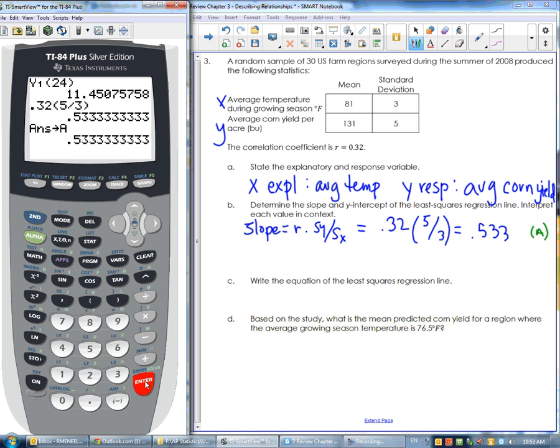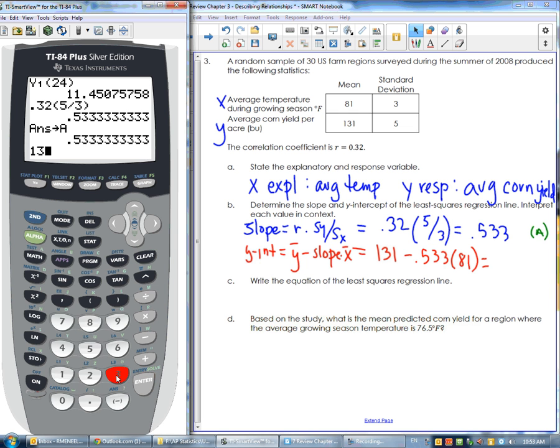Now it asks me to calculate the y-intercept. So the y-intercept, remember, is going to be the mean of y minus the slope times the mean of x. Well, the mean of y I know is 131. My slope is 0.533, and the mean of x is 81. And again, I'm going to do that on my calculator. 131 minus, actually I can just do second answer, and that'll call up my previous answer, and then I want to multiply that by 81. And so my y-intercept is 87.8.